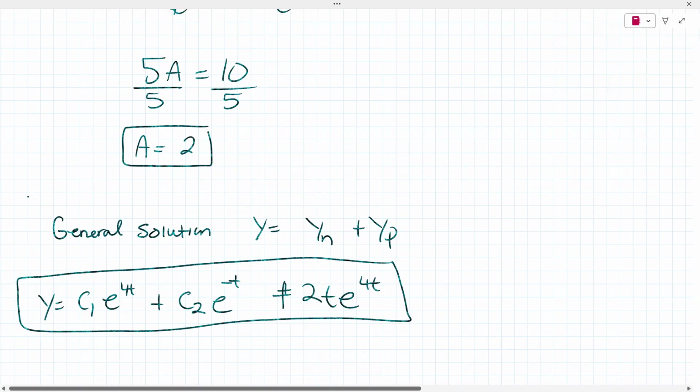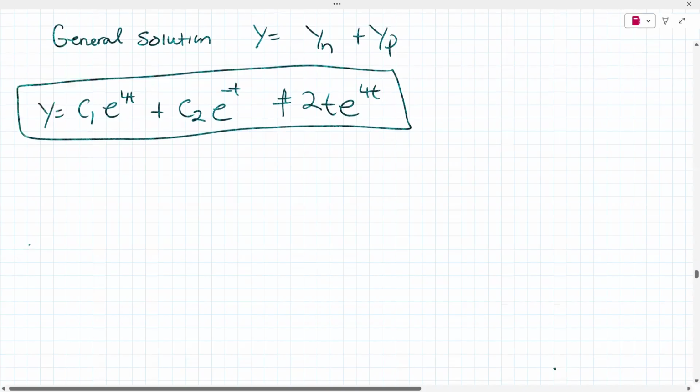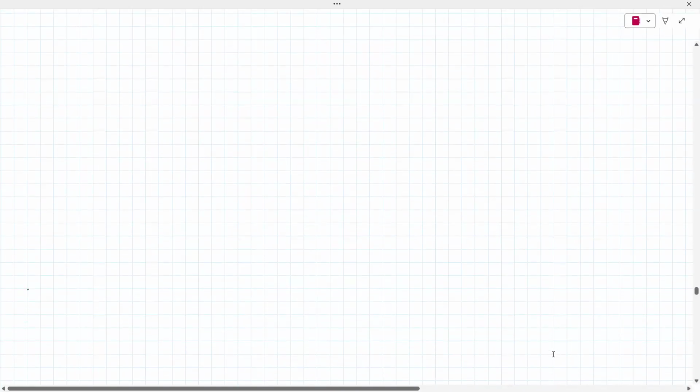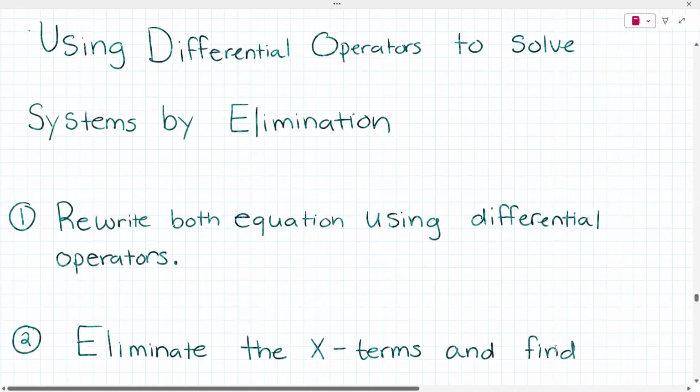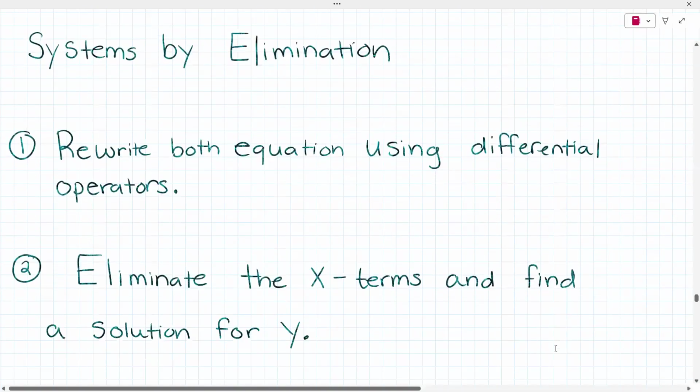Okay, so that was solving using the annihilator method. Now, we can also use differential operators by elimination. You've done elimination before in your algebra course. So how do you use differential operators to solve a system using elimination?